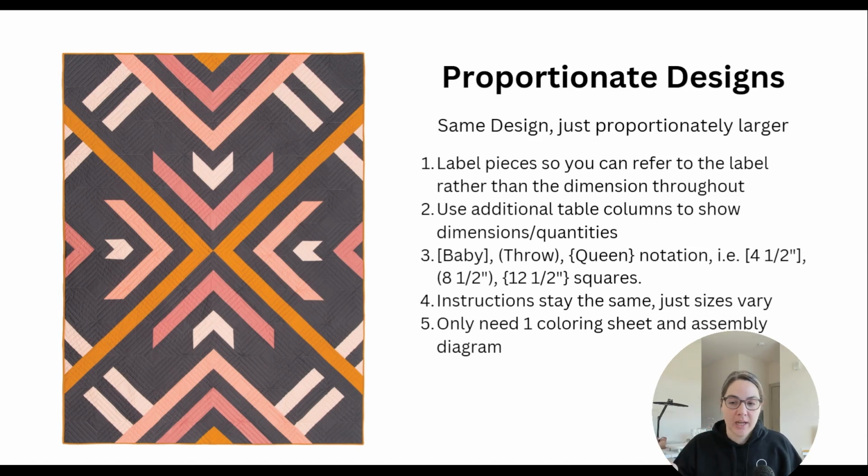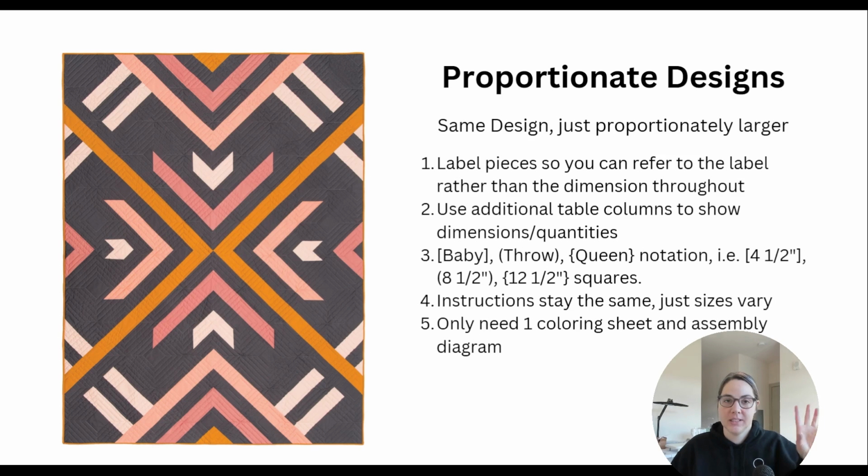Again, you're only going to need one coloring sheet and one set of assembly diagrams, and that's because all of the sizes are the same. They're just different proportions. But since none of those diagrams are to scale anyways, it doesn't matter at all. So you're not even going to have lines partitioning off the different sizes like we saw with the block-based pattern. It is literally just going to be one assembly diagram and one coloring sheet for all of your sizes.